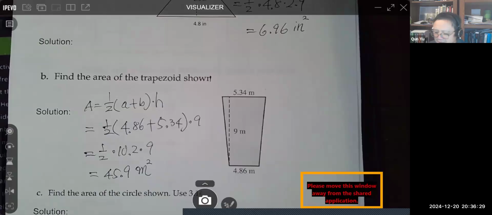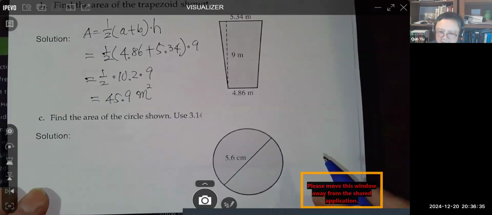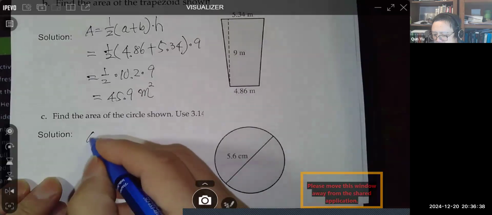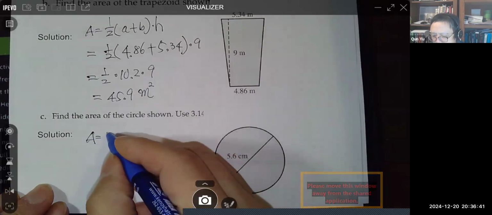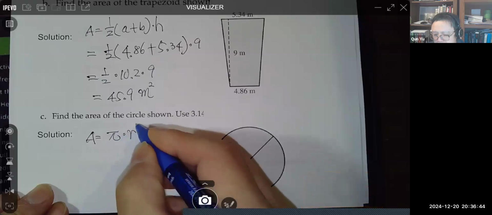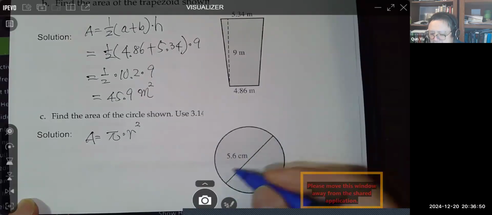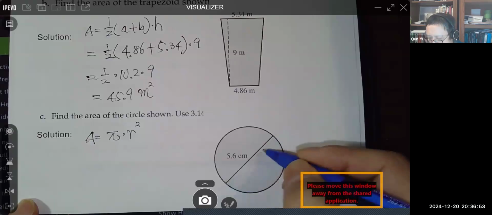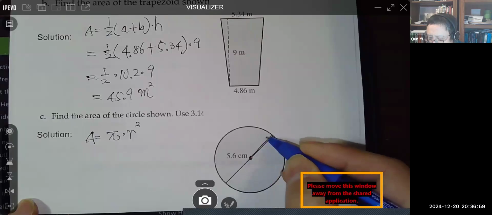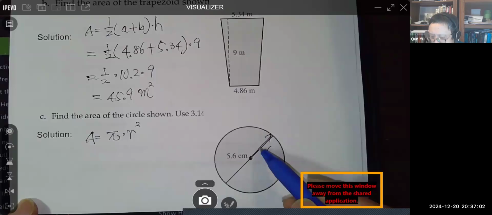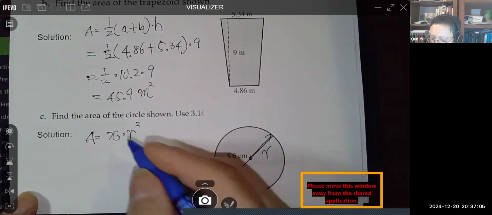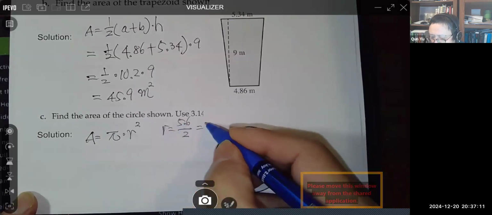So that's it. Now the last one, find the area of the circle shown in this picture. The area of a circle is pi times radius squared. Apparently this is 5.6. It's not the radius, it's called a diameter, because it's the whole thing across this circle through the center. Only the distance from the center to the edge is called radius. In other words, we need half of this 5.6. So r equals 5.6 divided by 2 to get half of it, which is 2.8.